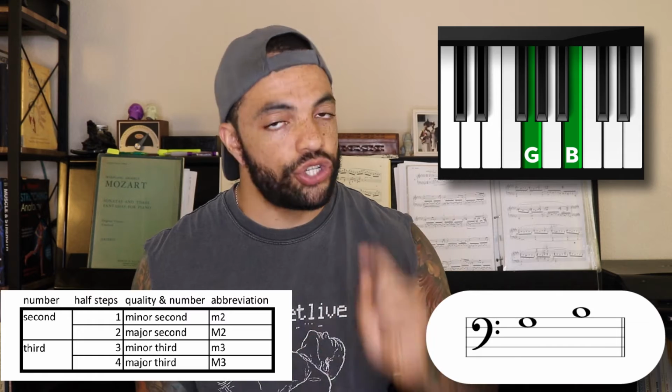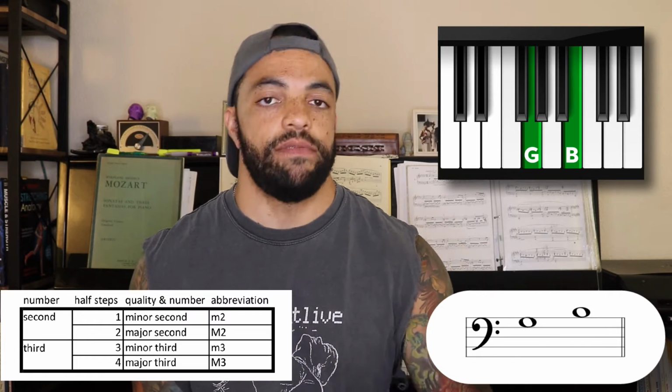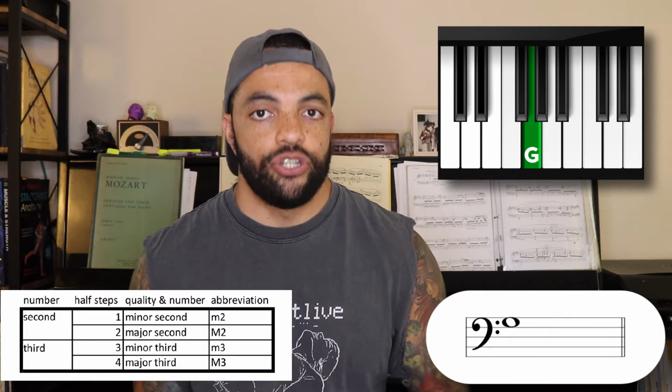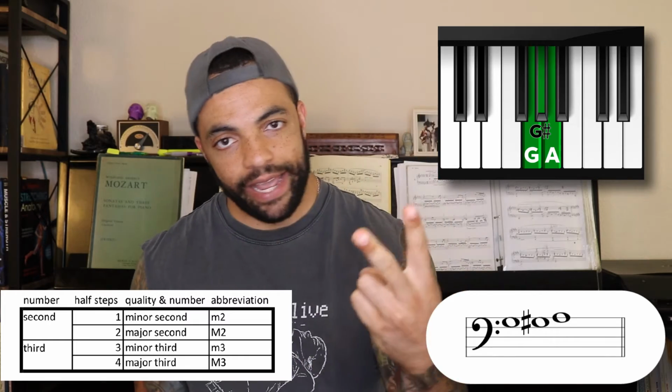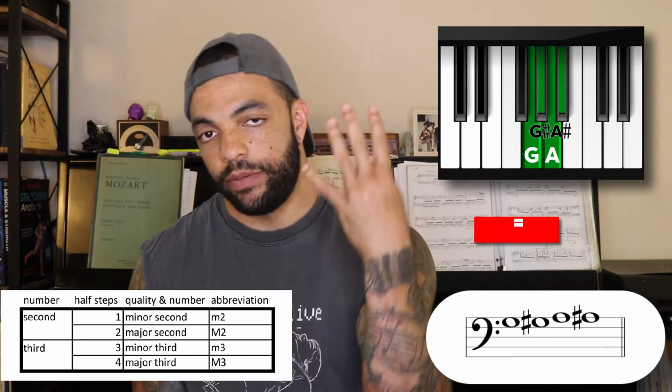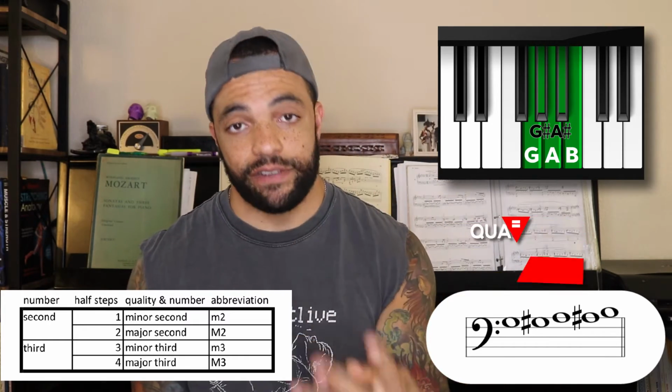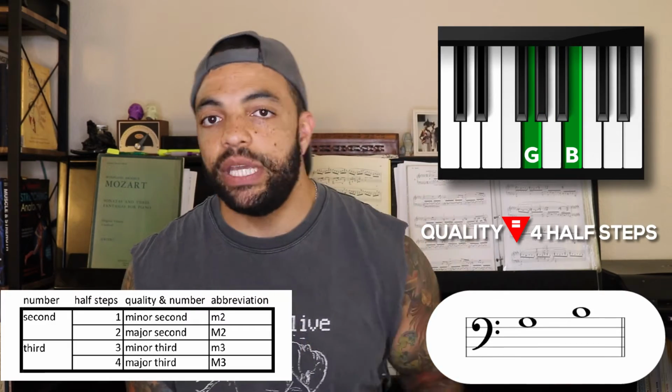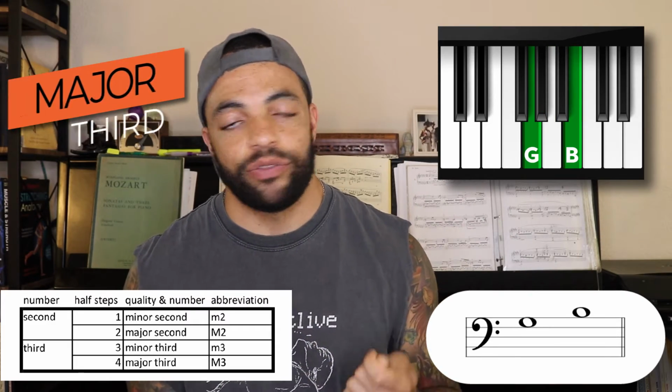So remember, you don't count G first, it's the note above the G. So we go from G, G sharp, A sharp, B. So we have 4 half steps. So G to B is a major third.